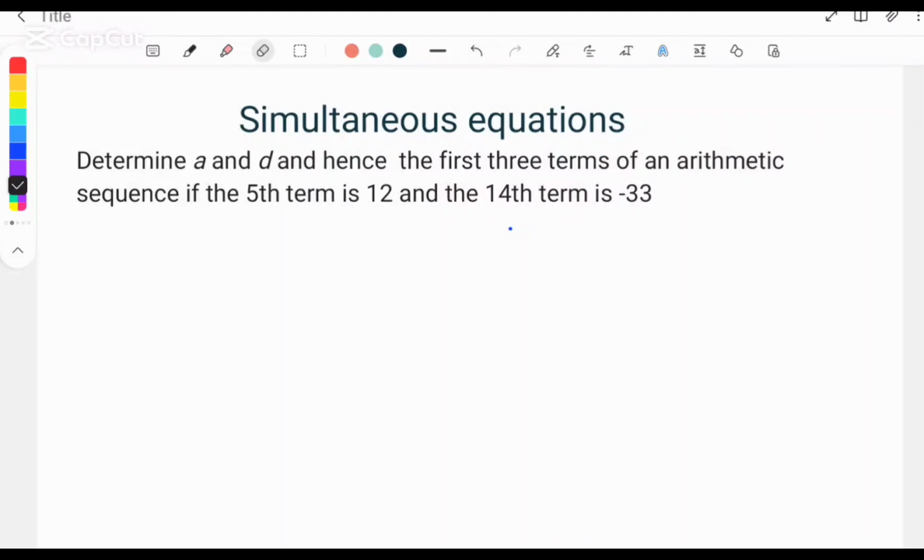Today we are doing simultaneous equations. Let's look at the question. It says you have to determine A and D in the first three terms of an arithmetic sequence. And this is the information they give you. They say the fifth term is equal to 12 and the 14th term is equal to negative 33.